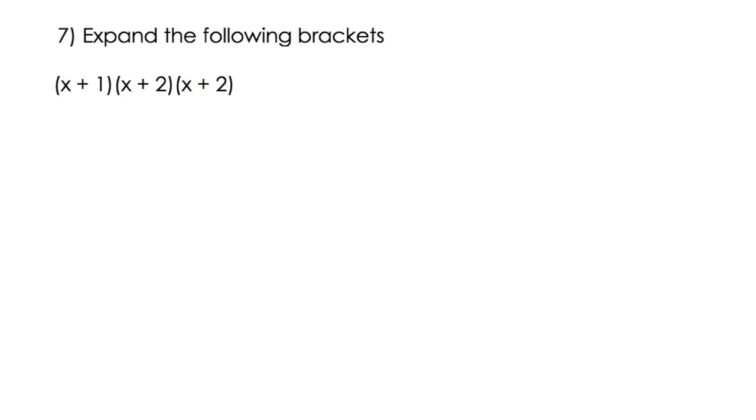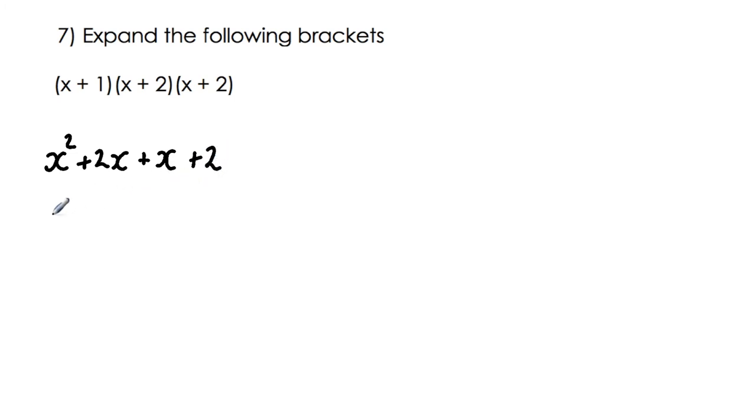So question 7 involves expanding the following brackets. We have x plus 1, x plus 2, x plus 2. So the first thing I'm going to do, I'm going to multiply these two brackets first. So we have x plus 1, x plus 2. So x times x, which is x squared. X times 2, which is 2x. 1 times x is 1x. 1 times 2 is 2.